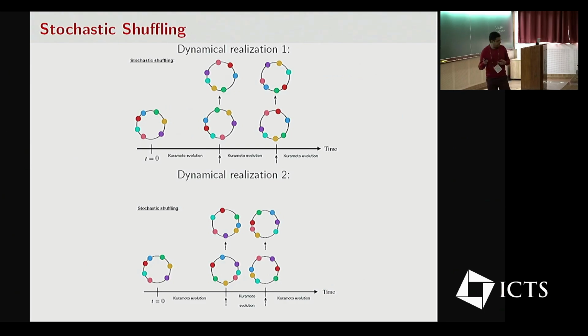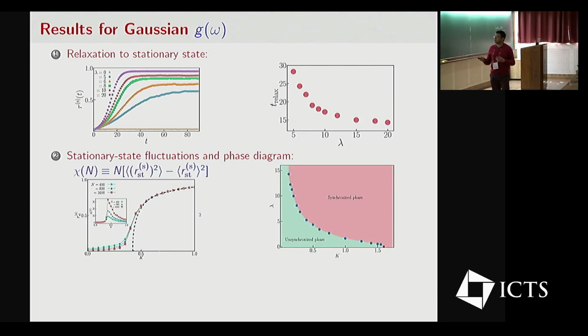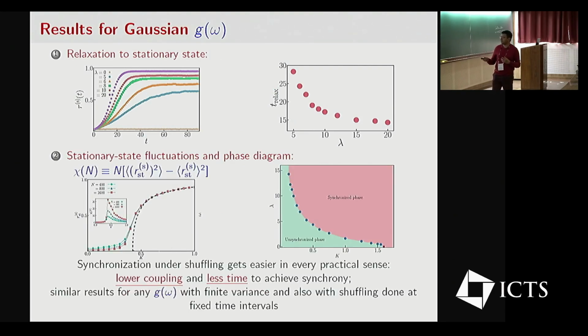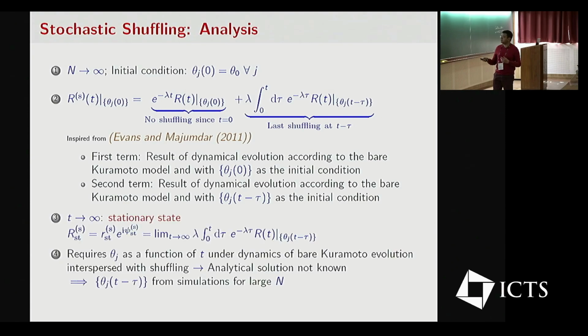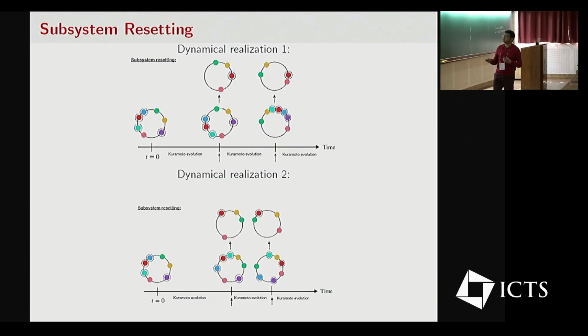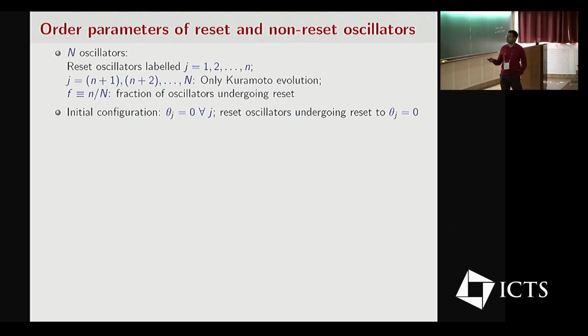I have about 8 minutes left, so let me give you an idea of the kind of analysis that one does, but maybe not for both the settings, just for one, namely this subsystem resetting. I'm flashing this same slide again. At random instances, you choose a subset of oscillators and reset their phase values to their initial value without doing anything with their frequencies. We would like to understand analytically how one goes about studying this.